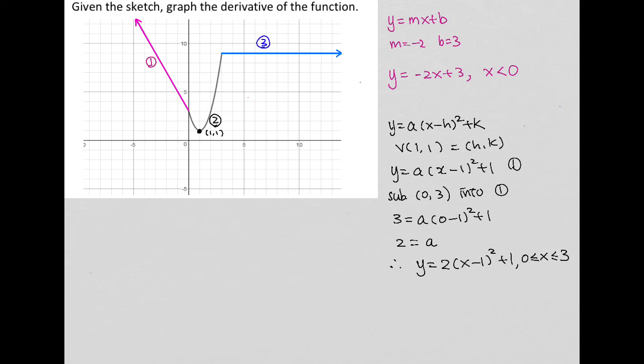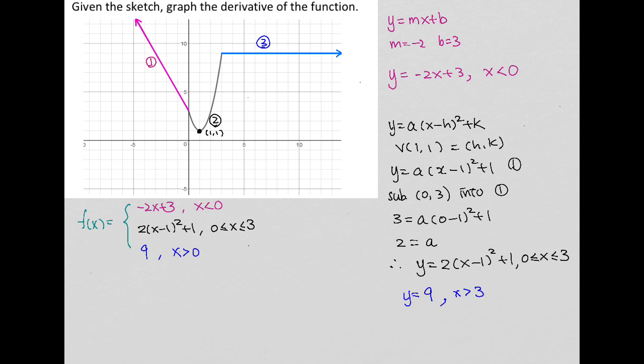The third piece is the blue line there. Since it is a horizontal line, we know the equation of the horizontal line is y equals the y-intercept value, which is going to be 9. And domain will be x is greater than 3. Now that's combining into one piecewise function. So f(x) equals the first piece, negative 2x plus 3. And second piece, the parabola, 2(x minus 1) squared plus 1. And the last piece, 9, x greater than 3.